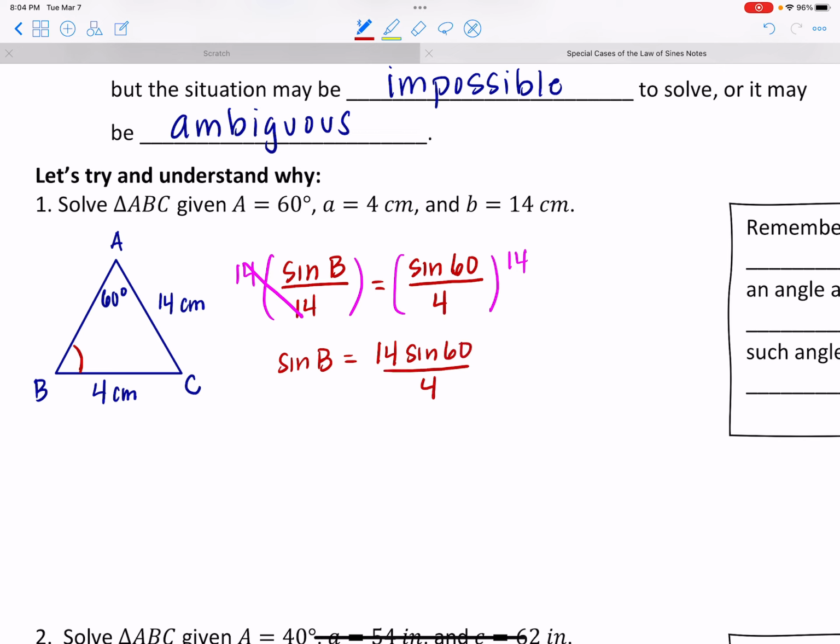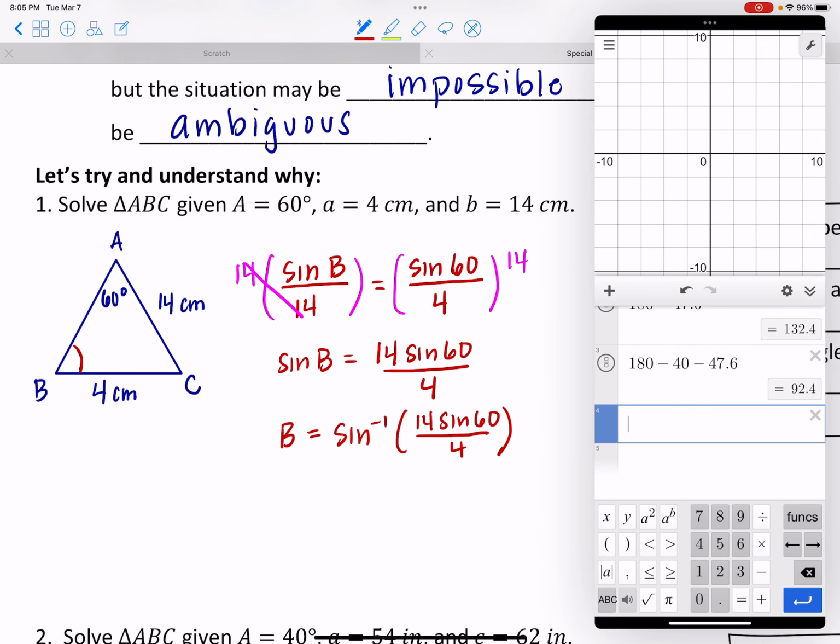Now from this point, a little different from the solving we saw before, we were solving for sides, we haven't yet solved for an angle. How do we solve for angle B if we're looking for the sine of angle B to be equal to that ratio? Well, I have to use inverse sine because that ratio is clearly not going to be on the unit circle. So if I take the inverse sine, B is going to be equal to the inverse sine of this ratio. So 14 sine of 60 over 4. And now it should be a calculator problem. And it's going to be a calculator problem.